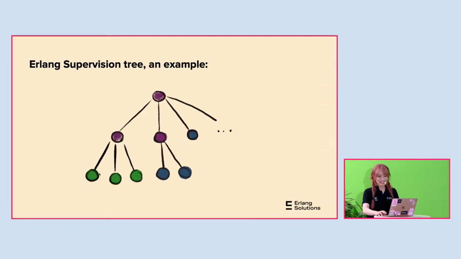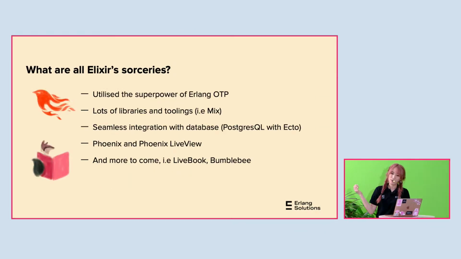And how about Elixir? Elixir utilizes the superpowers of Erlang and OTP. It has everything you have seen before. Things were written in Elixir. You can do the same as with Erlang without the UI. That's why I was using LiveView, because you can see things happening.